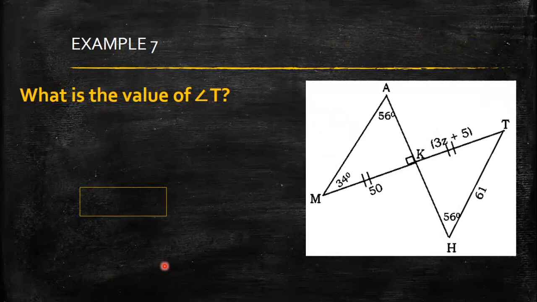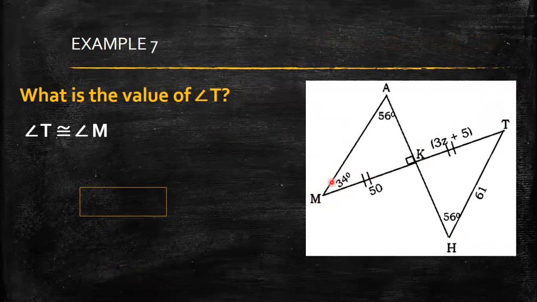We have here triangle MAK is congruent to triangle HTK. Okay? So, what is the value of T? Angle T. Ito si angle T. Angle T is congruent to angle M.